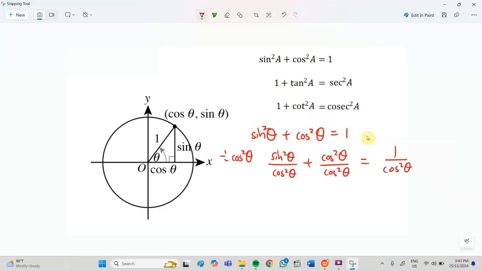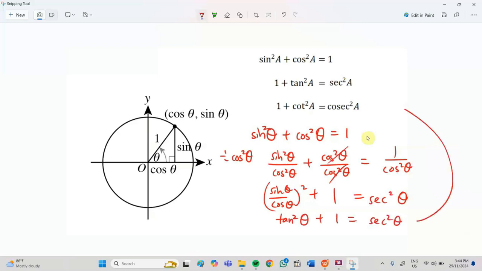Sine squared theta over cosine squared theta is actually sine theta over cosine theta, squared. And this you get 1. Here you get secant squared theta. And sine over cos is actually tangent. Hence you get tangent squared theta plus 1. And you rearrange this according to the given formula.